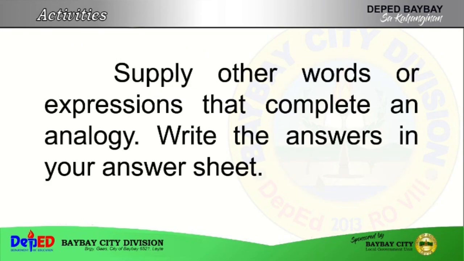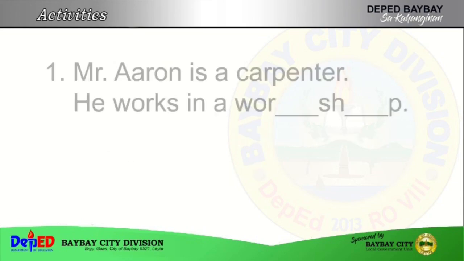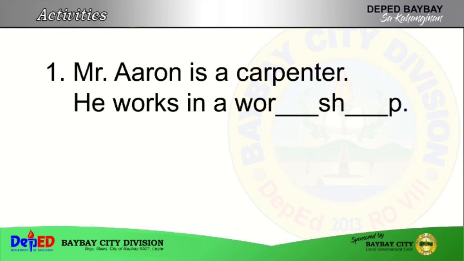Now that you know already the relationship of similarities or analogies and its types, let's have activity 1. Ready your answer sheets and activity sheets, because you're in for a ride. Supply other words or expressions that complete an analogy. Write the answers in your answer sheet. Let's do number 1 together. Mr. Aaron is a carpenter. He works in a blank.